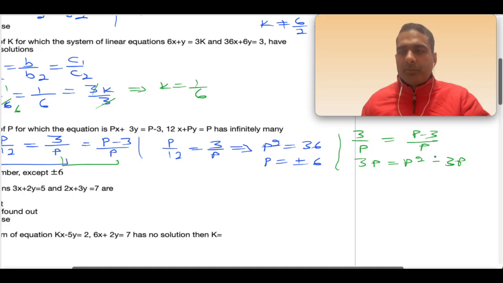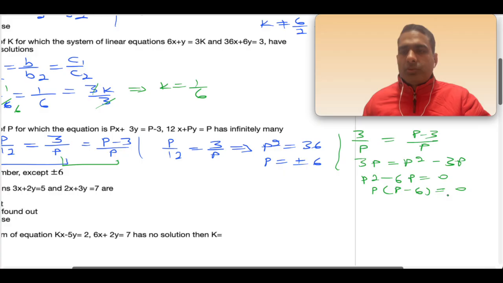P will be multiplied to p, so p square, p will be multiplied to 3, that is 3p. So if we shift p on the right hand side, so p square minus 3p, and this 3p will also become minus, so same signs, it will be added. So minus 3p will be minus 6p is equal to 0. Now we can take p common, so p minus 6 is equal to 0.